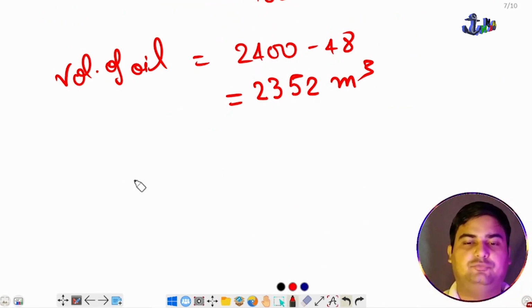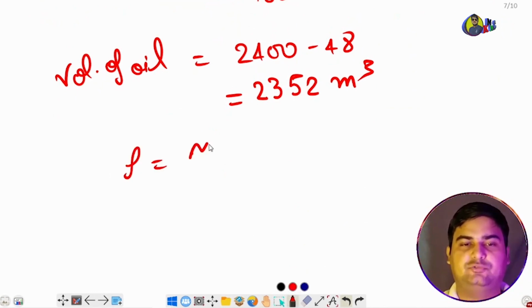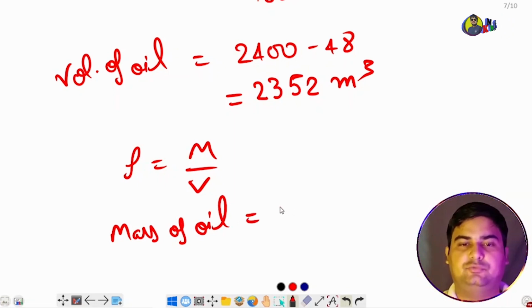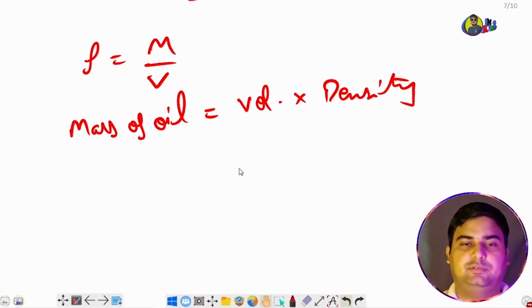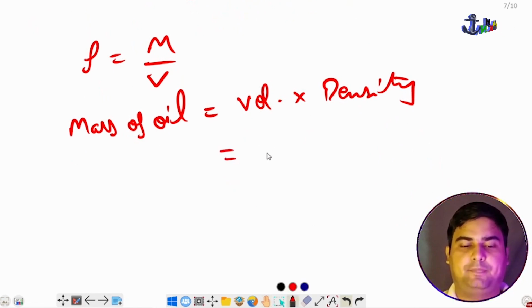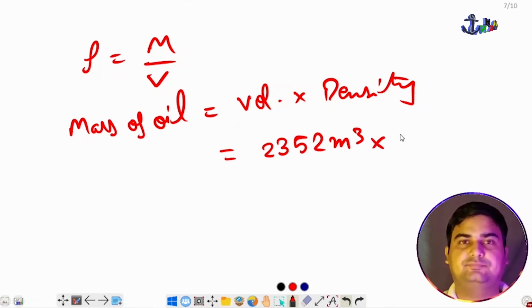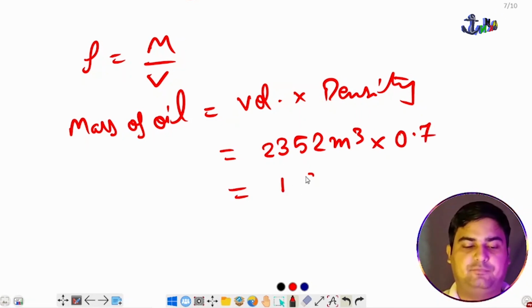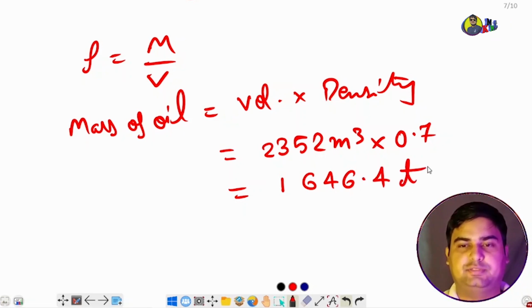So if we know the volume, we will know the mass. So density is equal to mass upon volume. So mass of oil will be equal to volume into density. We know the relative density of oil. So volume will be 2352 meter cubes and density is 0.7. So it will come out to be 1646.4 tons. So that is the mass of oil. Now we need to find out the ullage.